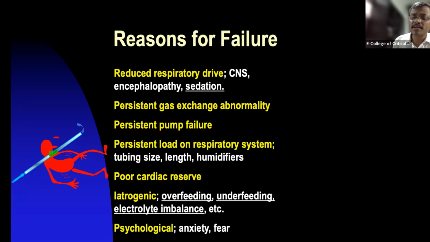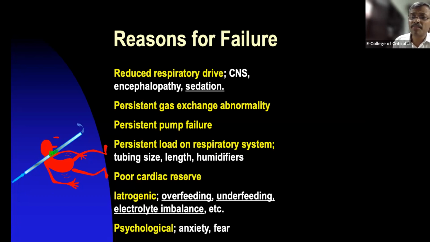Persistent load: respiratory system, tube size is okay, length, humidifiers are okay, poor cardiac results. Overfeeding is less likely. Most of the time an ICU patient will be underfed, but something called overfeeding syndrome exists. More and more feed causes more carbon dioxide build up, and the patient has more workload to remove that carbon dioxide, unable to wean. Underfeeding and nutrition is a common problem and it is the most neglected, especially if you are not able to wean after 7 days.